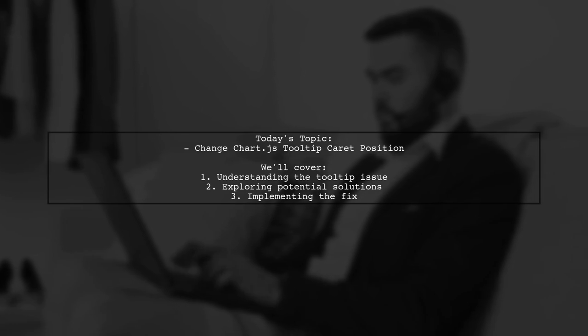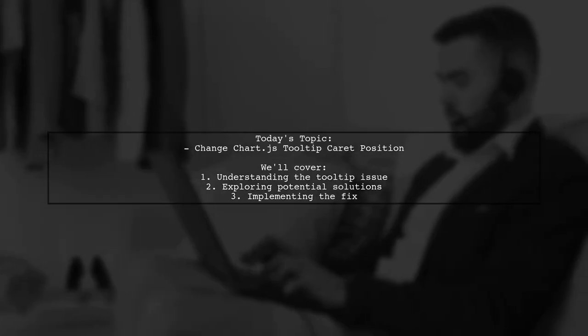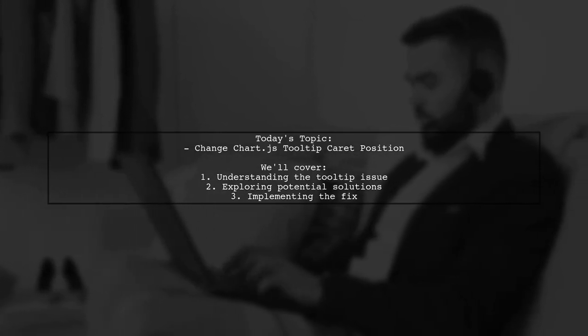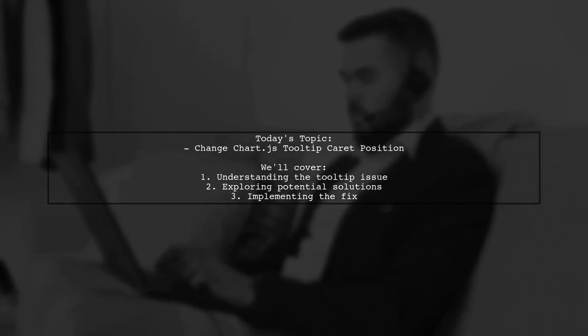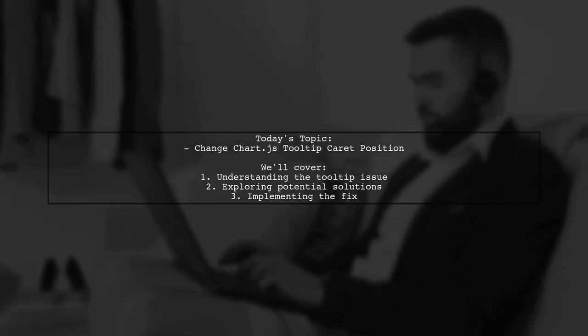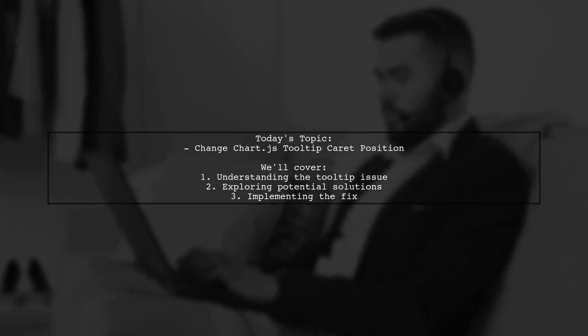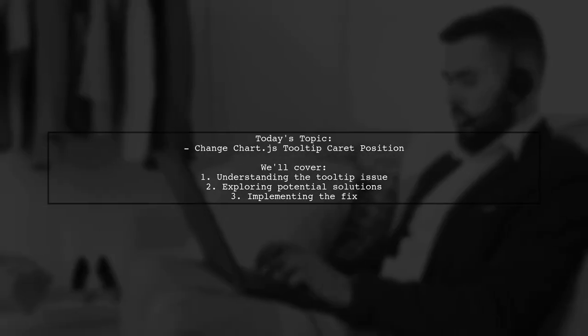Today, we're tackling a specific issue that many developers encounter when creating donut charts. One of our viewers has a question about customizing the tooltip appearance. They want to know how to change the tooltip caret position so that it always appears at the bottom of the tooltip rather than on the sides. Let's dive into the details and see how we can solve this problem together.